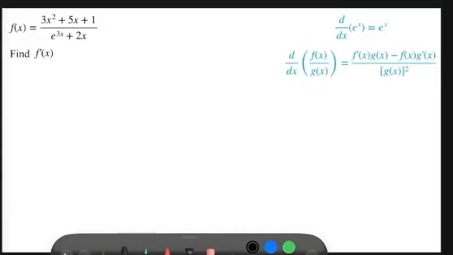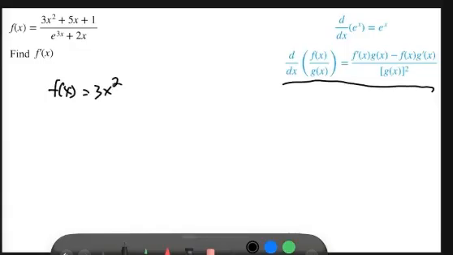This one, we're going to use the quotient rule. The quotient rule is shown on the right. We're going to let the numerator f of x equals 3x squared plus 5x plus 1, and recognize the denominator as e to the power of 3x plus 2x. Now we differentiate each part.